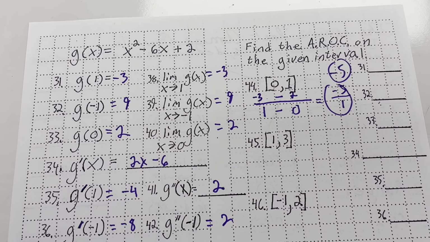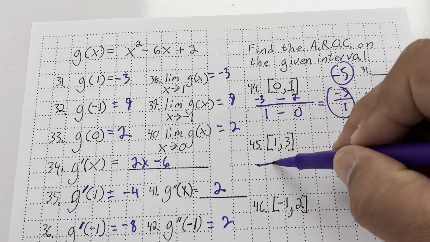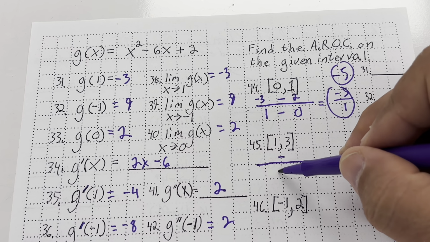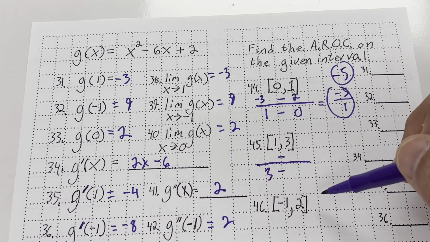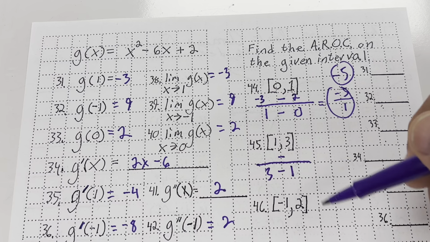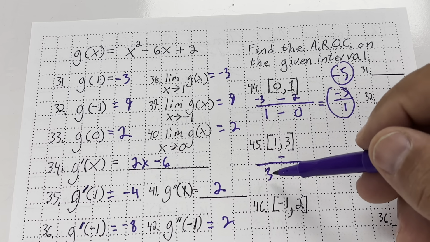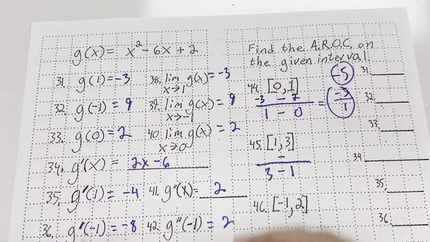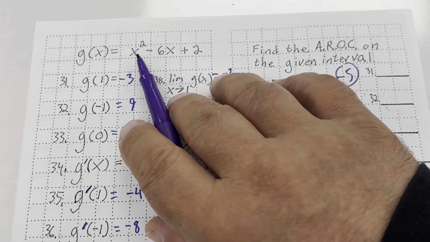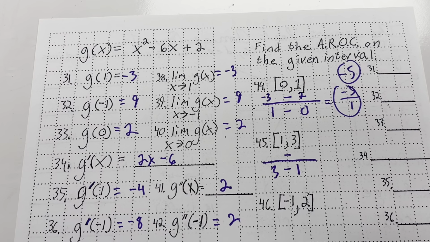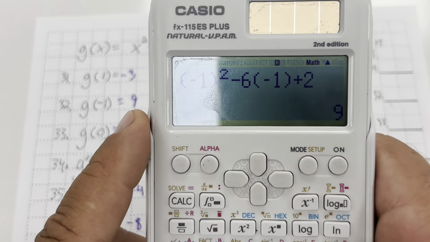So you could write that or just write negative 5 in the place where it belongs. For 45, again, the average rate of change on the closed interval from 1 to 3. We plug the 3 into x sub 2 minus x sub 1. We have to evaluate it at 3. And notice I don't have it evaluated at 3, so I actually have to plug that in. That would be 3 squared minus 6 times 3 plus 2.